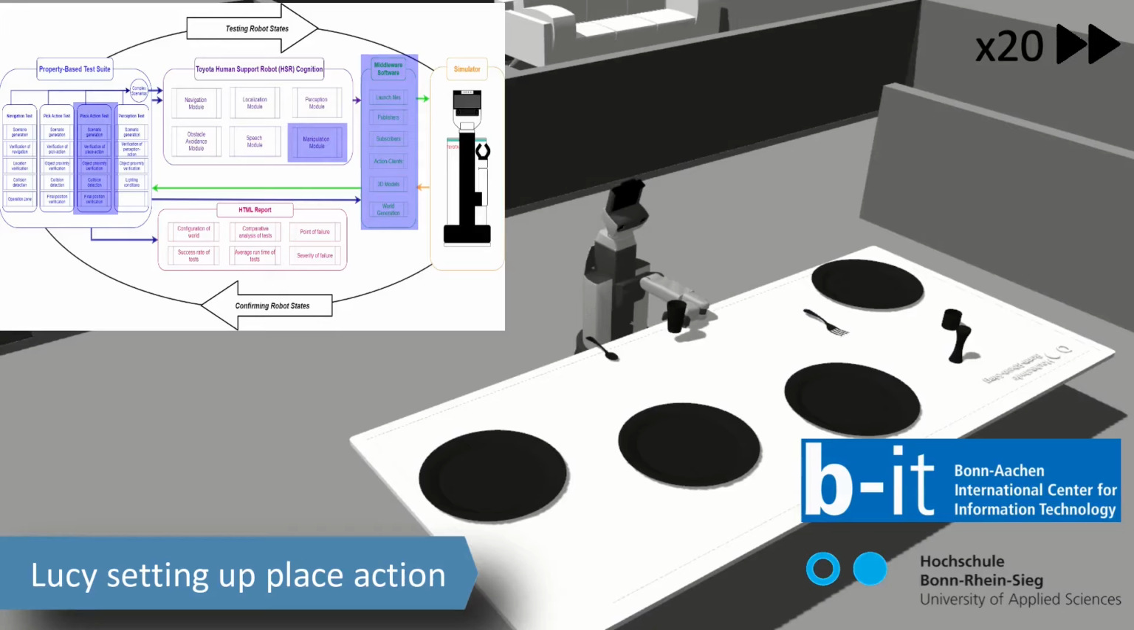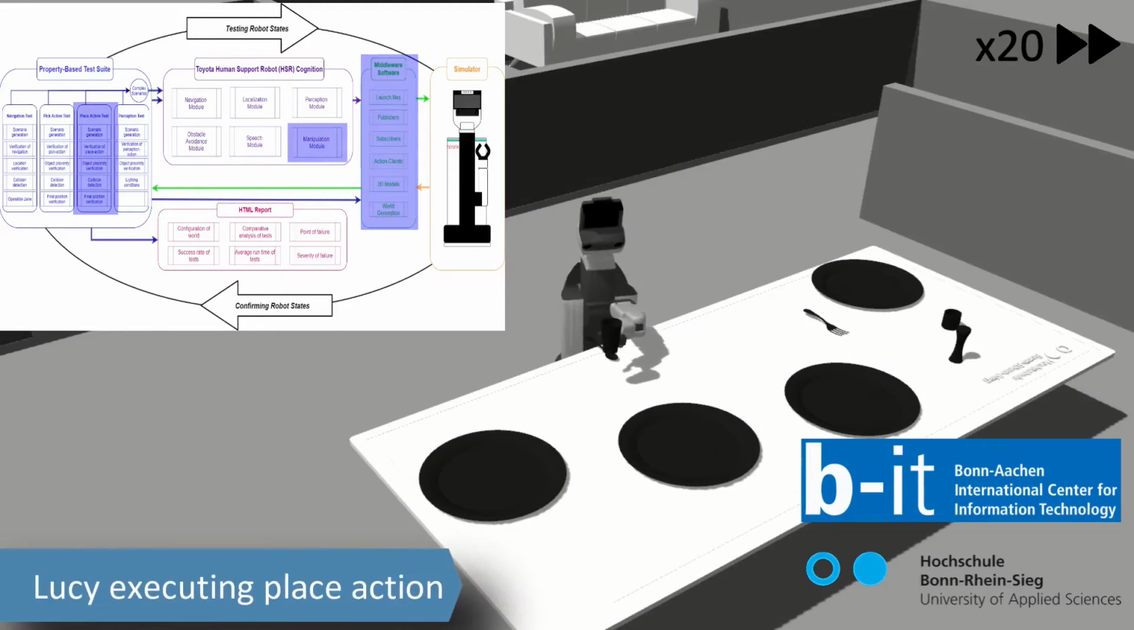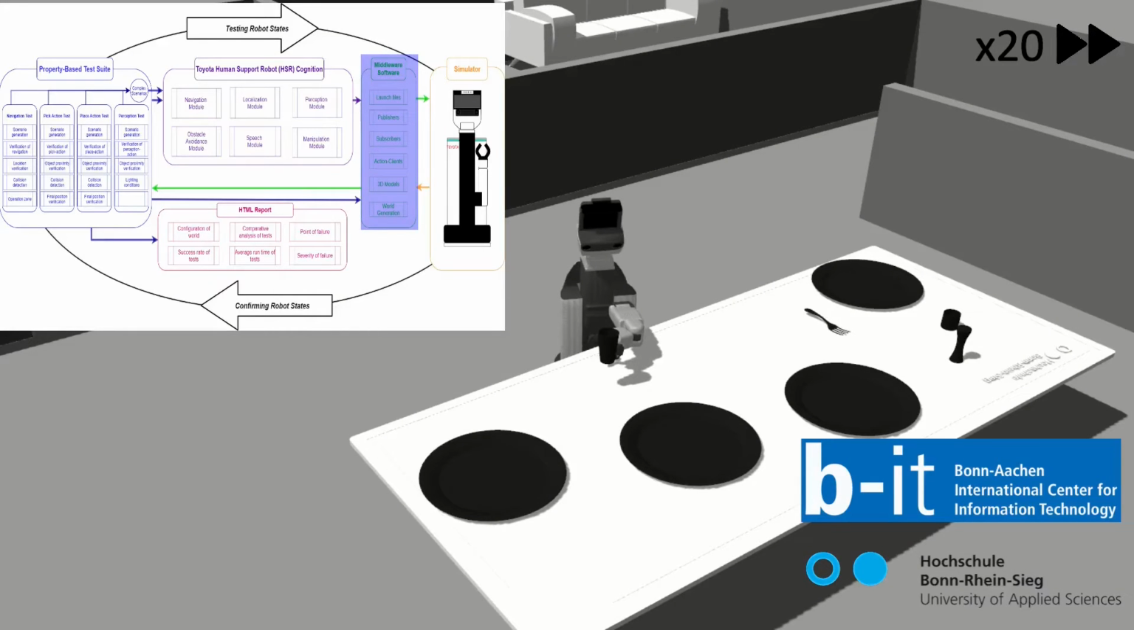Here, 17 different properties are verified for the tested actions, such as whether the robot has collided with objects while picking, or whether the desired object has been lifted from the table.